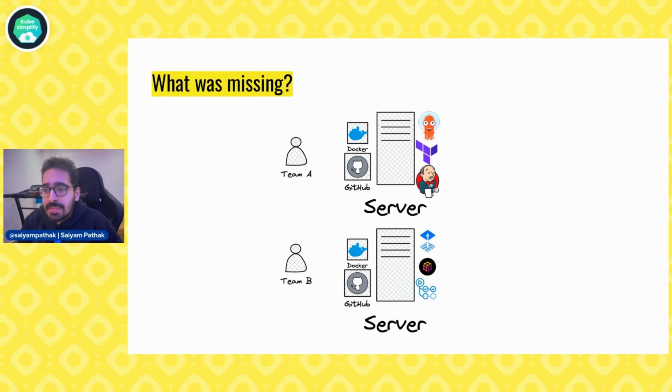So let's say there is a team A. Now team A has a server, GitHub, where they push the code, and Docker, where they build the app. But for their infrastructure, they use Terraform, and for their CI/CD, they use Jenkins and Argo CD. On the other hand, there is team B in the same organization that uses a server, GitHub, Docker, but they use Pulumi for their infrastructure, GitHub Actions, and Flux for their CI/CD.